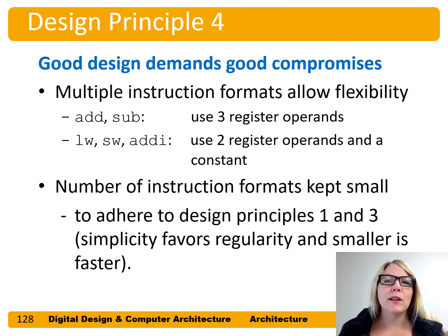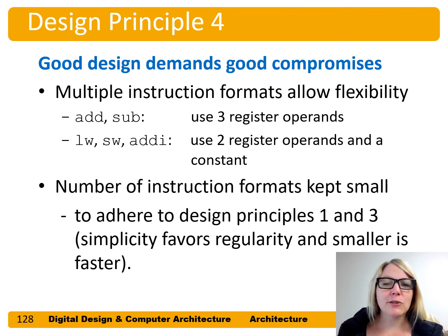So here's an example of design principle 4, which is good design demands good compromises. This is kind of the caveat of, well, we would have liked simplicity favors regularity, right? If we just had one format, that would be easier to deal with. Then our hardware just has to deal with one thing. It knows exactly where to find the operands and the immediate. But multiple instruction formats allow us some flexibility.